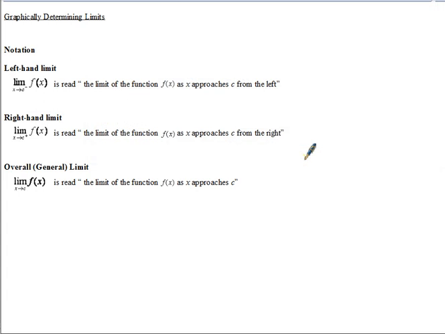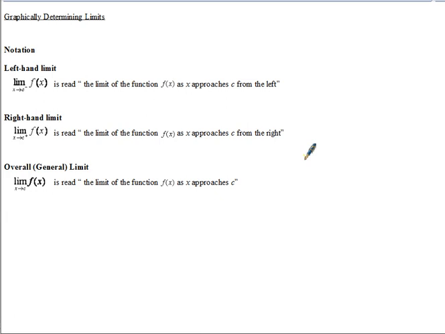These are the notes for AP Calculus on the topic of limits: graphical, analytical, both removable and non-removable, L'Hôpital's rule, and disguised derivatives. So recall first of all the notation for limits.